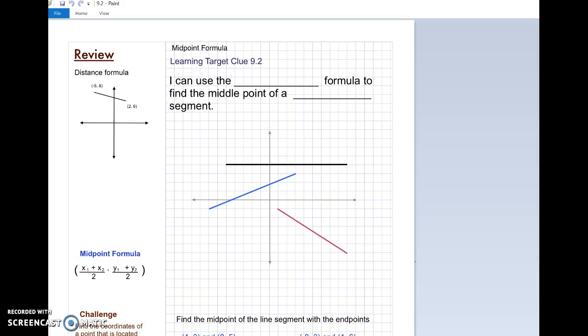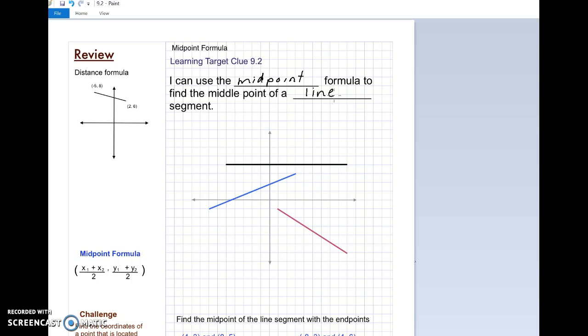Let's go ahead and start by writing in our learning target. I can use the midpoint formula to find the middle point of a line segment. This will be pretty short and sweet.